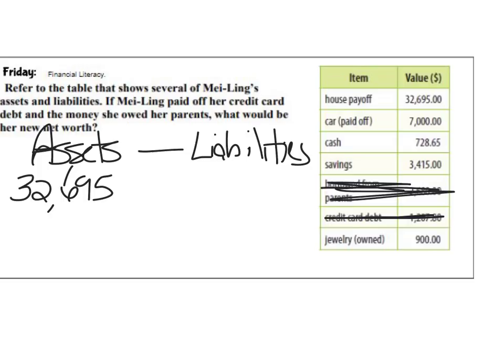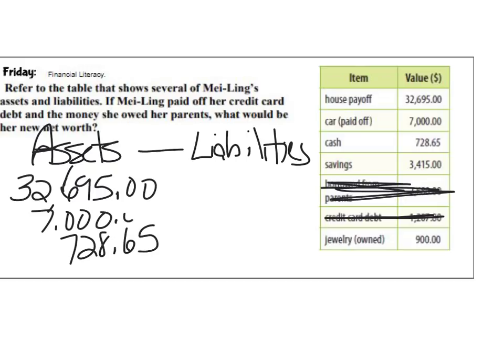Car paid off. Again, is that how much she owes or how much it's worth? So we're going to put $7,000 in the assets. Okay, cash. So cash, it's assets. So it's $728.65. And remember, there's your decimals on the other ones. Savings. Well, savings is also money she has. So that's an asset.